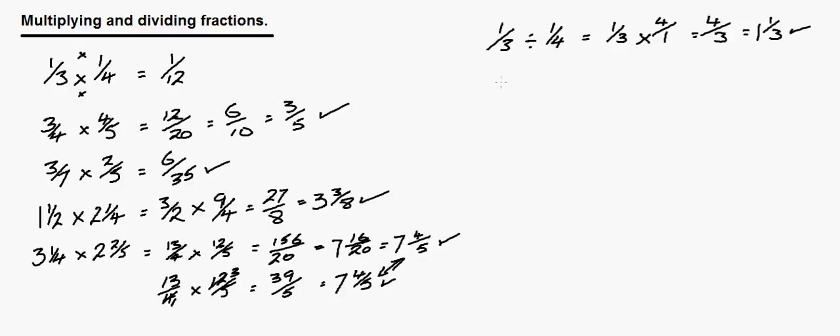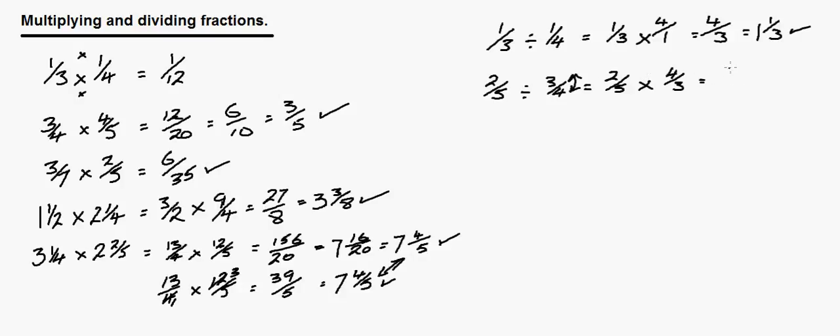Can't be as simple as that, so let's make it more complicated just to prove to you that it is that simple. So let's say we've got 2/5 divided by 3/4. I don't want to do this, so I change it to 2/5 multiplied, and I turn this fraction upside down, so I have 4/3, and then I multiply across.